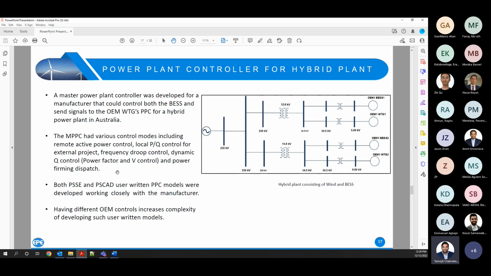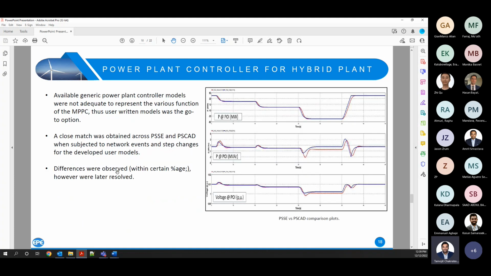So only when you talk to the manufacturers will they try to give you a response which you understand better. As I said, we all as stakeholders need to work together. But this is one of the nicer ones where we were able to tune the power plant controller response for this particular project for both PSSE and PSCAD.